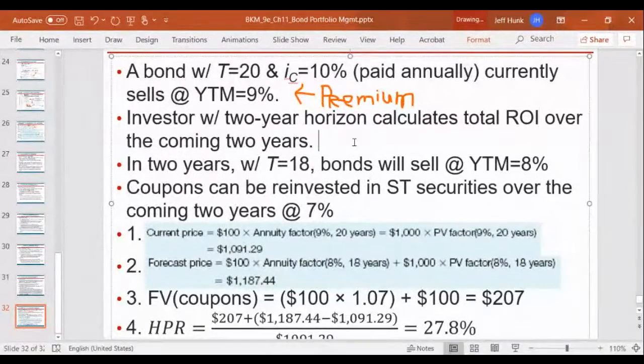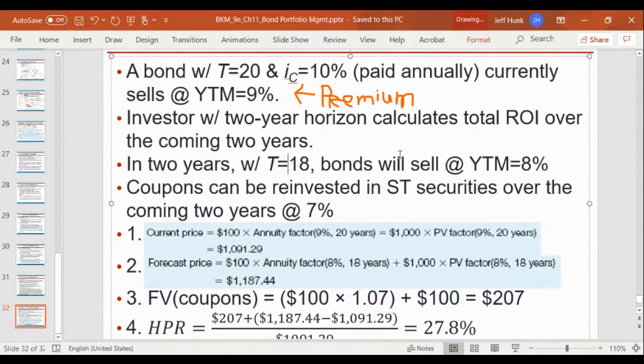It's got 20 years to maturity, but your horizon is only 2 years. That means you hold it for 2 years, and you're going to sell it in 2 years, right? In 2 years, time left to maturity will be 18 years, and the bond will sell at a yield to maturity of 8%. So 2 years later, the rate will go down.